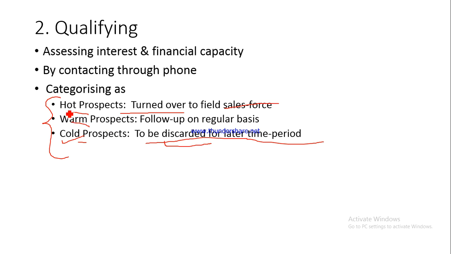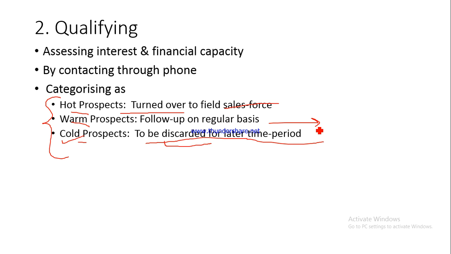What is warm? Warm is somewhere between hot and cold. They are likely, but not as likely as the hot prospects, to buy your product. So they might buy your product, but for that you require sustained efforts. You'll have to interact with them regularly and convince them over a period of meetings. In the first meeting itself, they probably would not be convinced about the quality of the product.